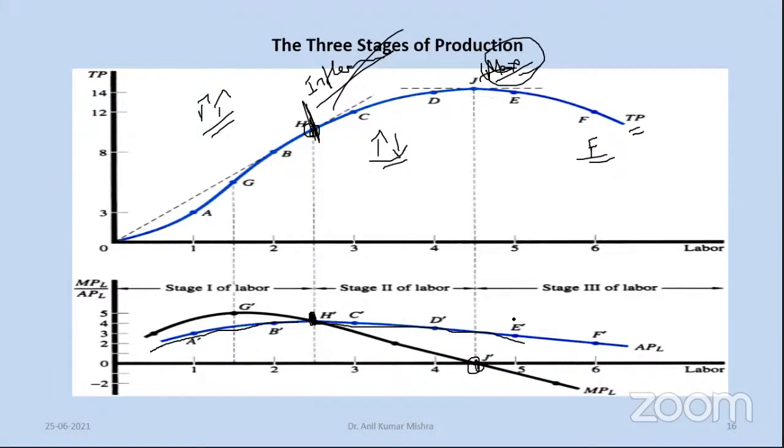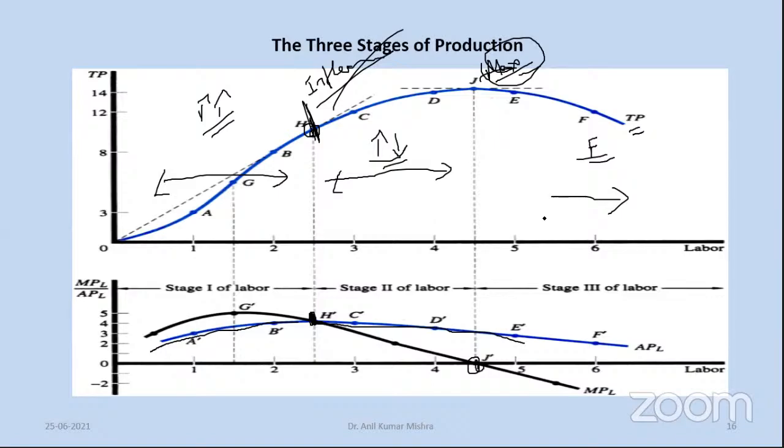So now, after knowing the curve, this curve will split into three parts. This to this is one part, right? And thereafter, this in between is another part, and after that is the third part. These are the three stages of the production function: stage 1, stage 2, and stage 3. Stage 1 is known as the law of increasing returns. Stage 2 is known as the law of diminishing returns. Stage 3 is known as the law of negative returns, right?